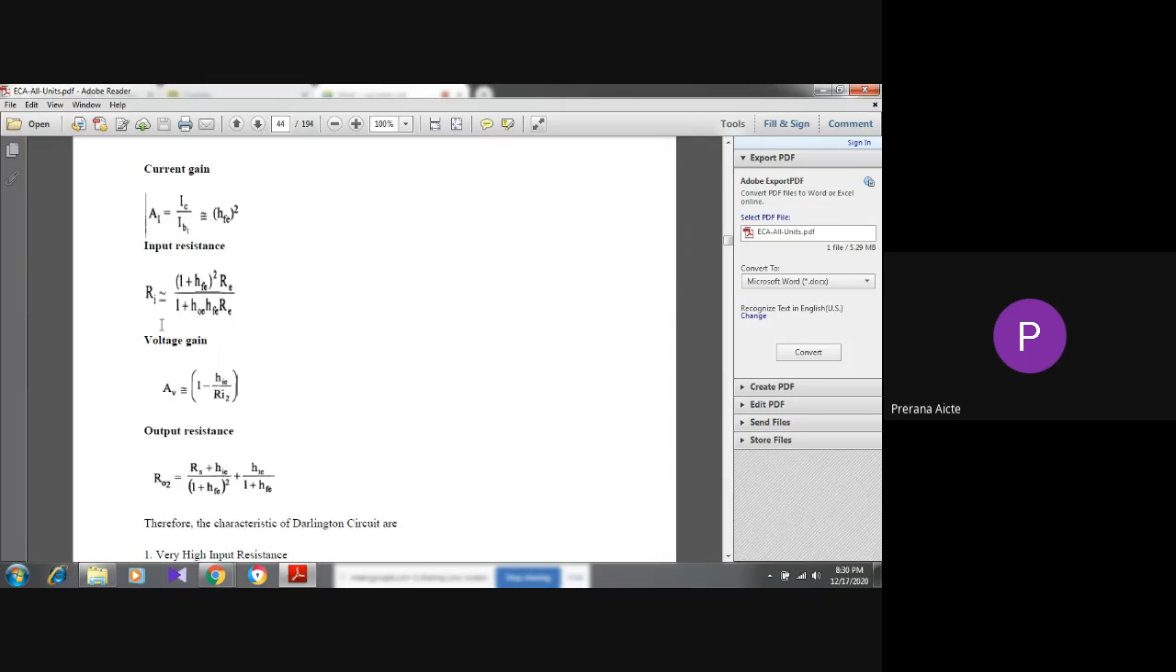See, current gain, input impedance, voltage gain, output impedance. This is very, very important. So write these formulas on paper.